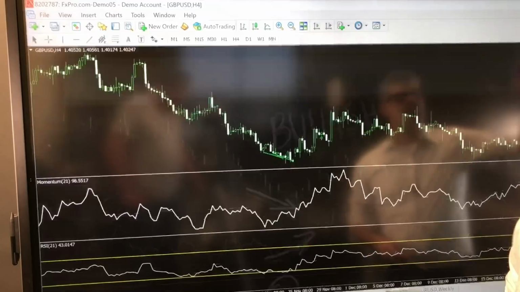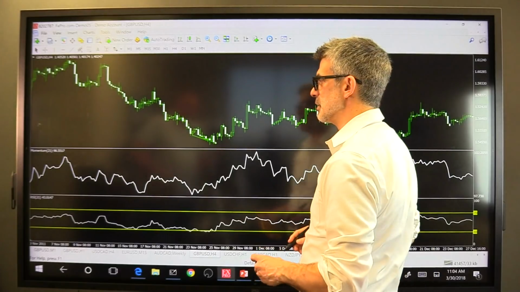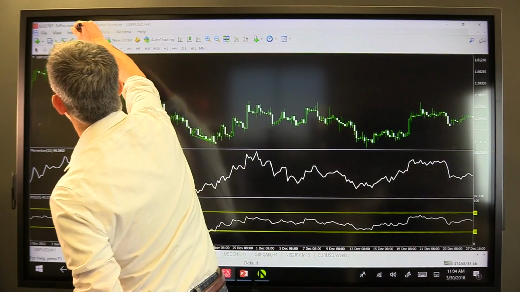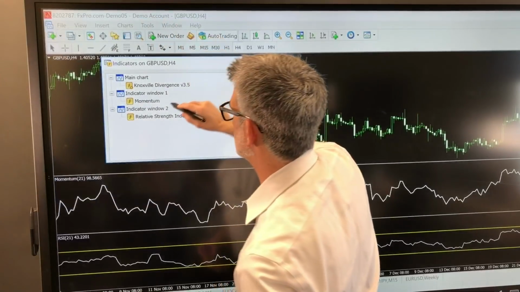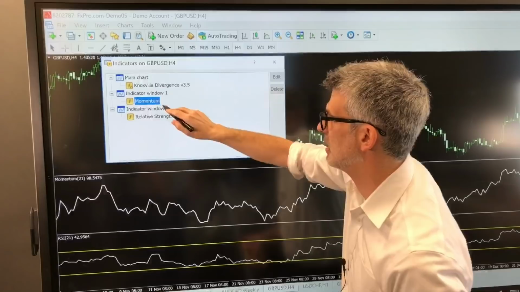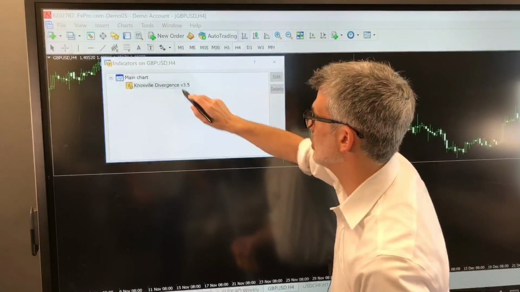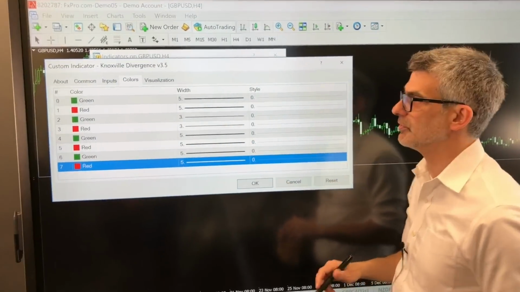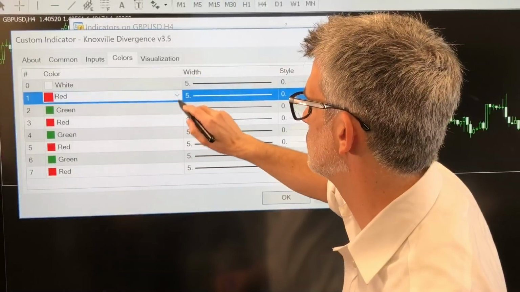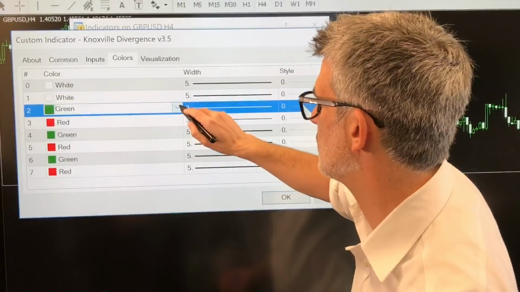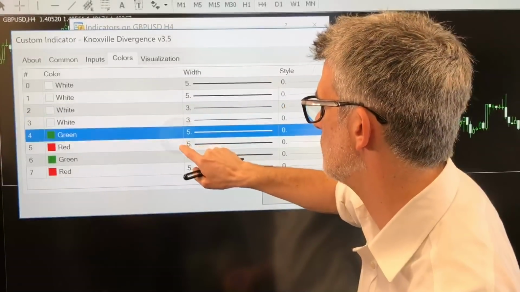Next, what I'm going to do is simplify everything by removing unnecessary garbage from our charts. I'm going to go to Charts, Indicators, and I'm going to delete the momentum indicator and delete the relative strength index, and I'm going to adjust the Knoxville Divergence indicator. I'm going to change all the lines to white, so they're easier to see as we talk about them right now. It'll take me just one moment to do that.